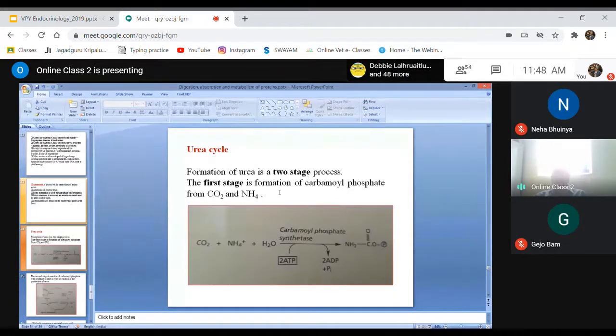there are two stages. In the first stage, there will be formation of carbamoyl phosphate from carbon dioxide and ammonia. Here, this carbamoyl phosphate synthesis will require 2 ATP. That means 2 ATP will be required, and this enzyme will be required, and there will be formation of this particular compound.